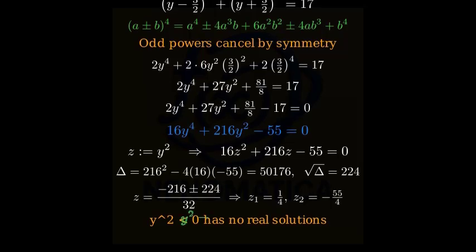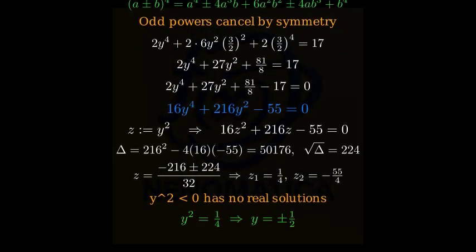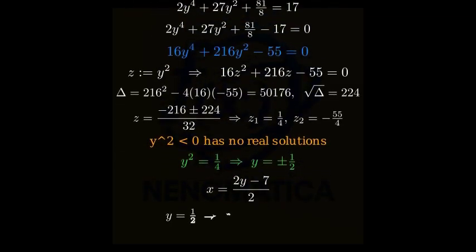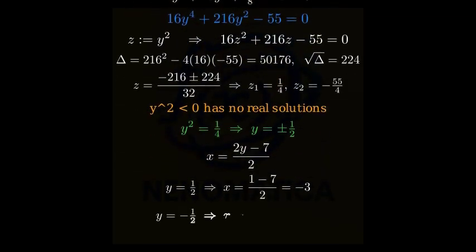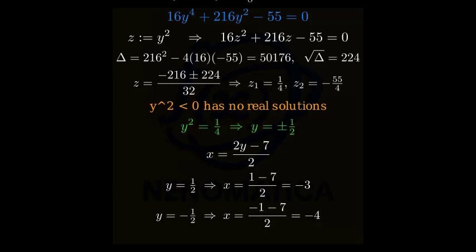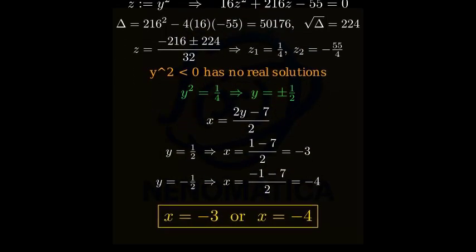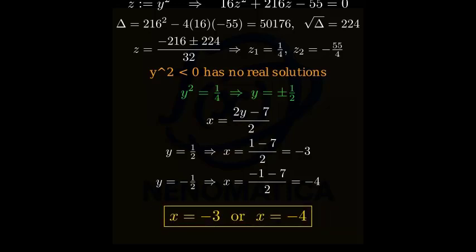Step 5. From z = 1/4, y = ±1/2. Convert back to x using x = (2y - 7)/2. If y = 1/2, x = -3. If y = -1/2, x = -4. Therefore, the real solutions are x = -3 and x = -4.